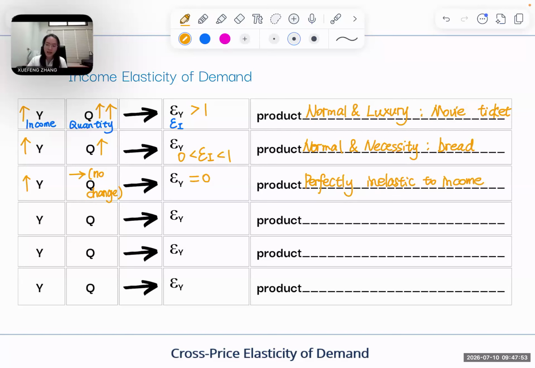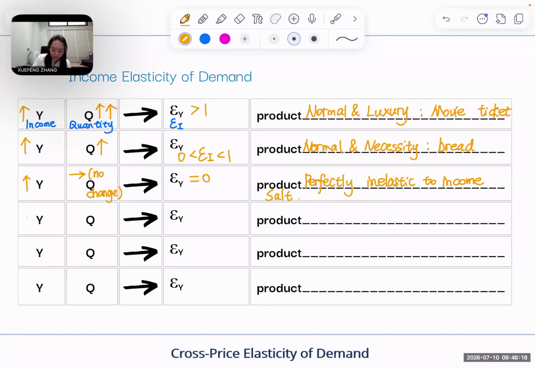Example, think about salt, soy sauce, those kinds of things. They are perfectly inelastic to income. No matter how much your income changes, you still need to buy it anyway.